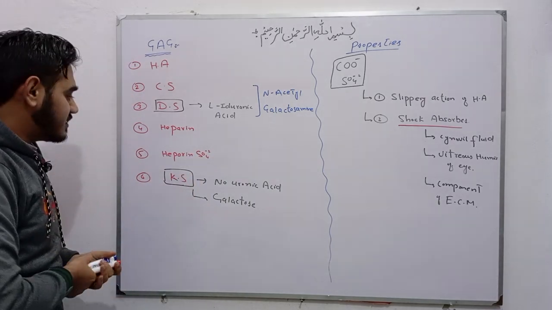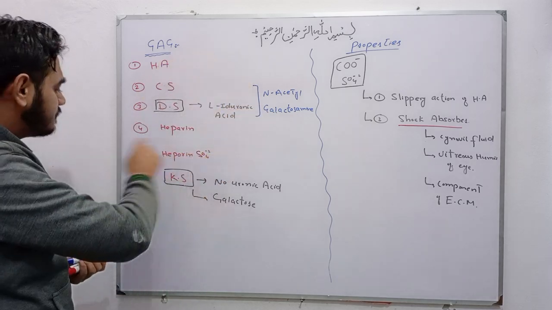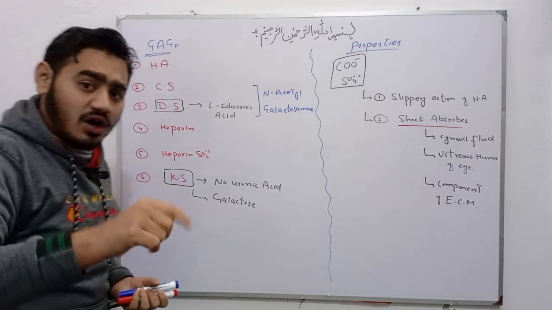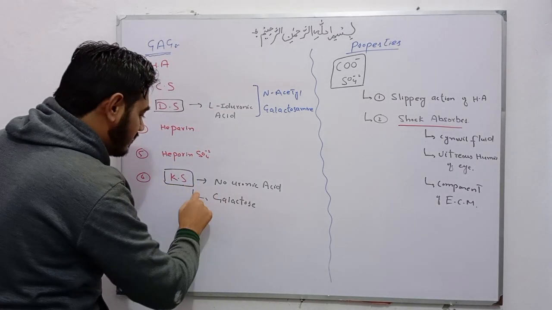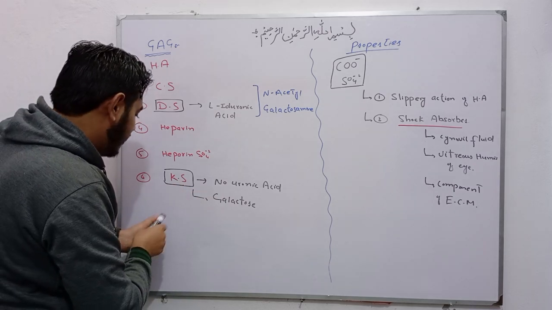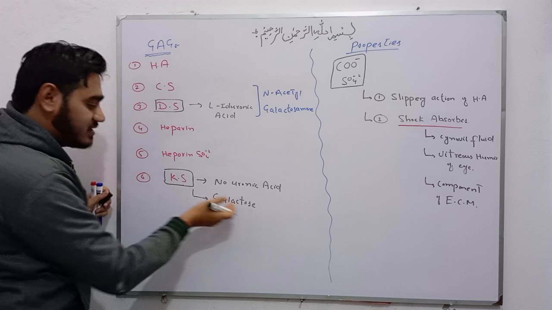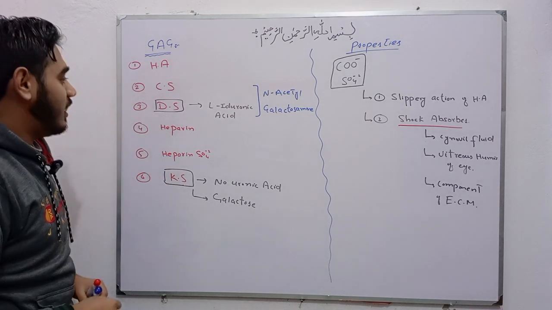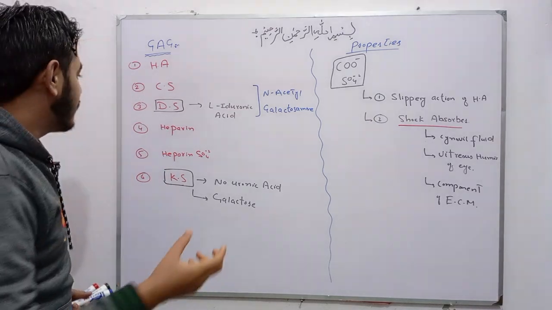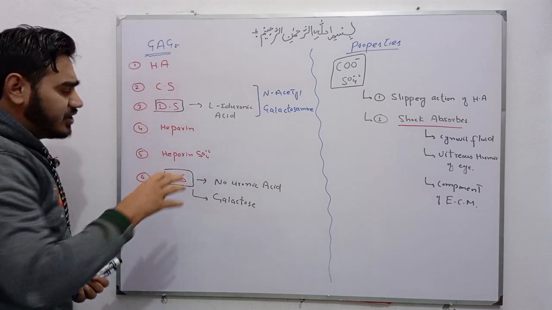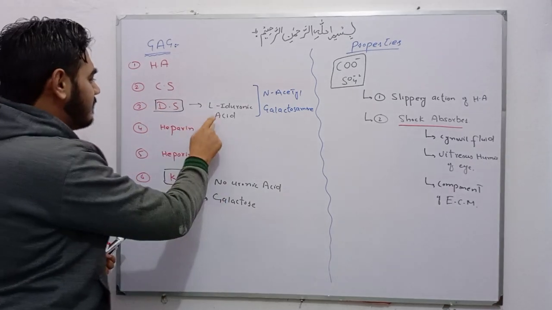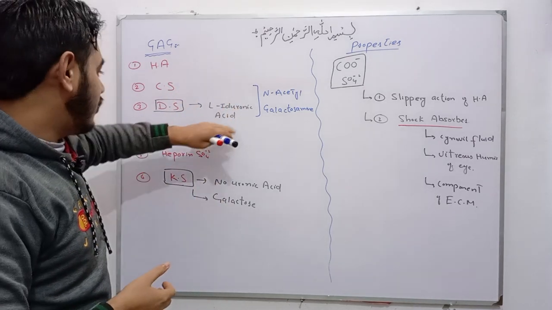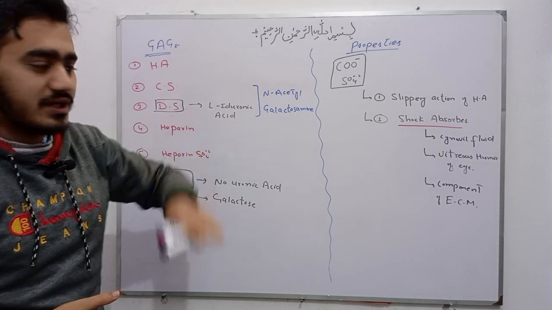Okay, students, these are the important MCQ points: all glycosaminoglycans contain D-glucuronic acid or uronic acid except keratan sulfate, because keratan sulfate contains galactose. It is not a uronic acid, it is the epimer of glucose. Another MCQ point is that all glycosaminoglycans contain D-glucuronic acid except dermatan sulfate, because it contains L-iduronic acid, and L-iduronic acid is the epimer of D-glucuronic acid.